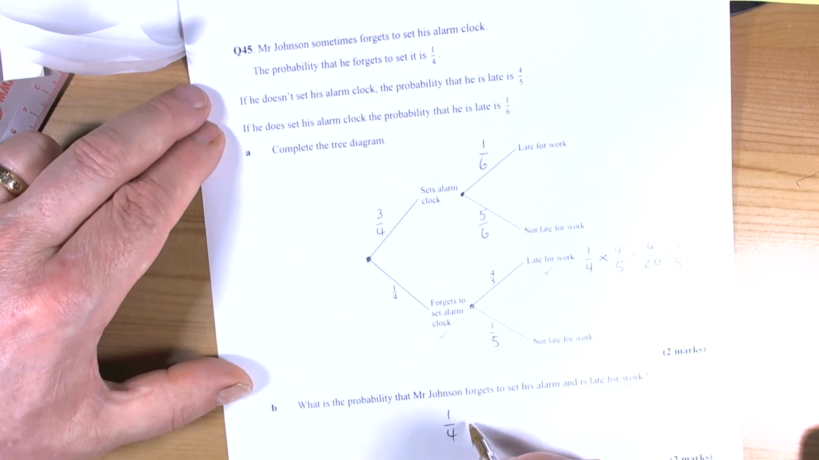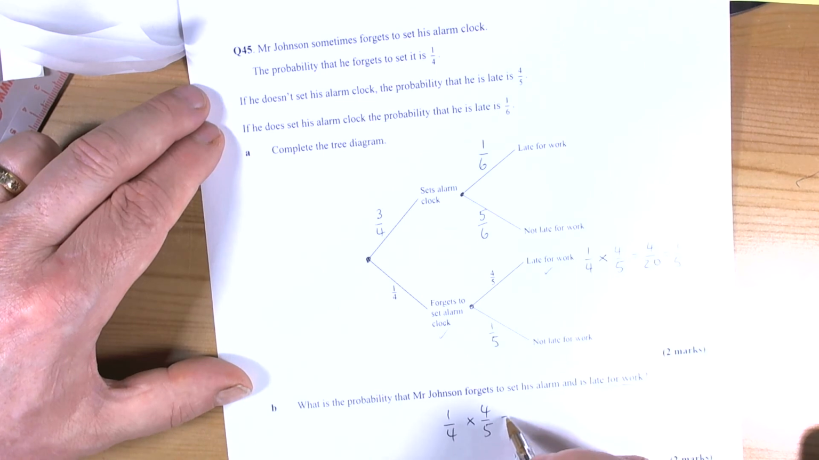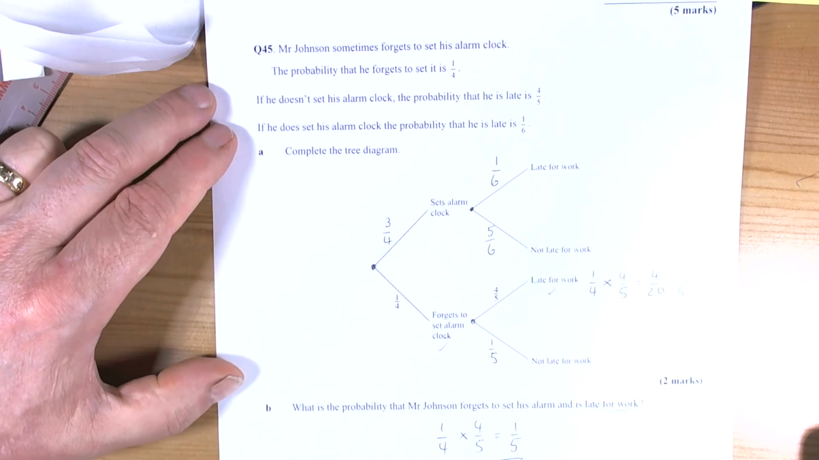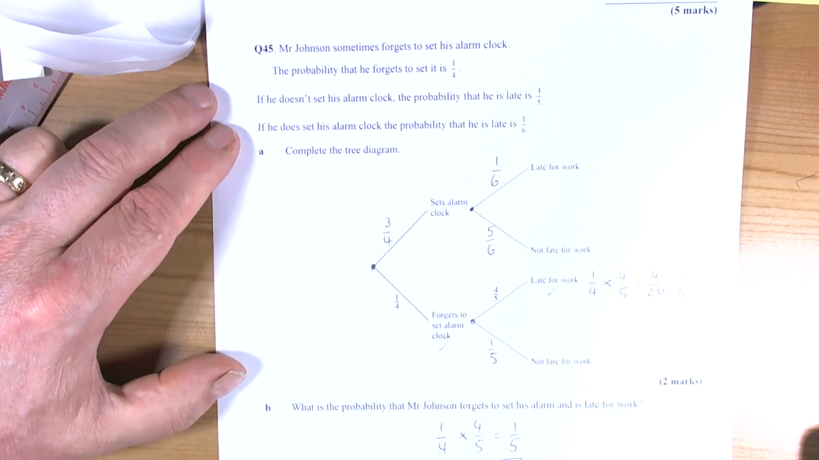Right, so the answer then would be 1/4 times 4/5, which we've calculated to be 1/5. Okay, so again, practice tree diagrams, guys. Good chance that it'll be in your exams.